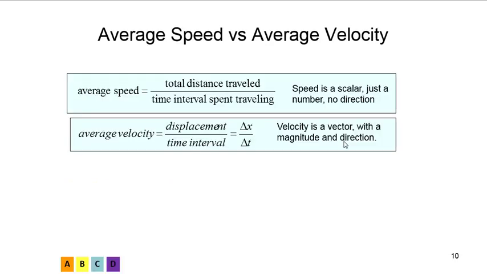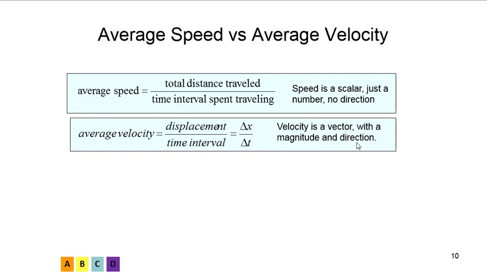So let's distinguish again between average speed and average velocity. These are the equations that we've seen in the previous slides. For now, I'm just going to say speed is a scalar. Scalar means it's just a number. There's no direction associated with it. Velocity, though, is what we call a vector. A vector has two parts to it. It has a magnitude, that's the number, and it has a direction.